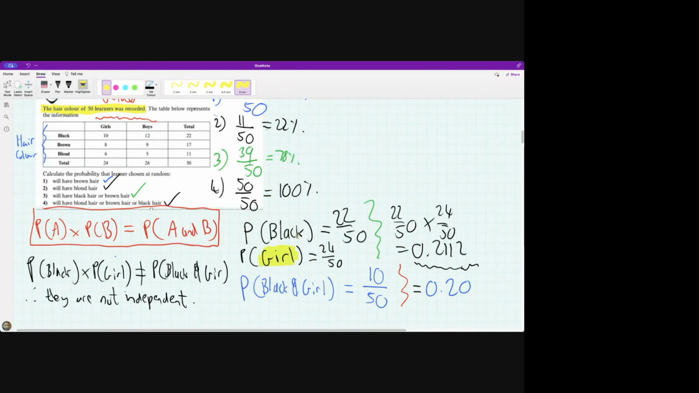If I had chosen a different hair color, it's fine. But then when I worked out this, it would have had to relate back to this thing originally.